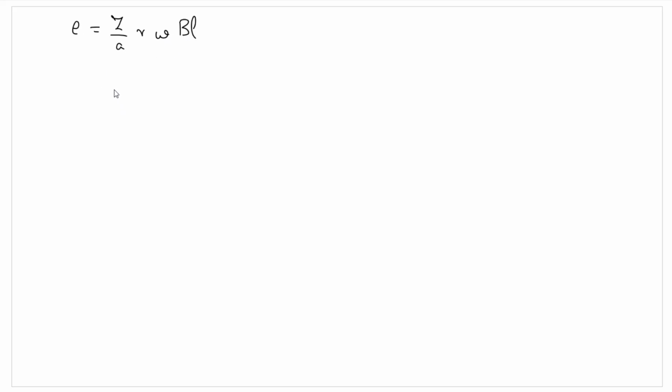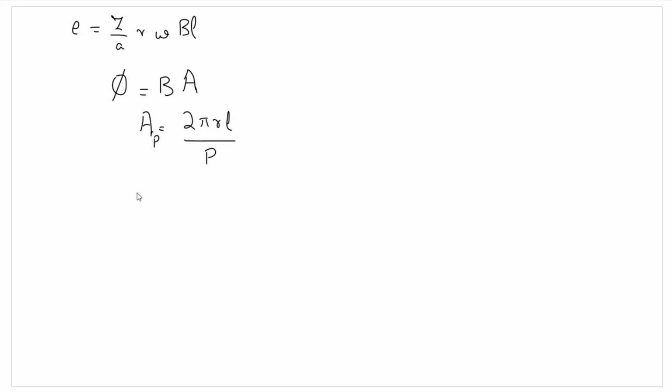Now we also know that phi is equal to B into A. Magnetic flux is equal to magnetic flux density into area. Since the rotor is designed like a cylinder, the area will be equal to 2 pi RL. And since it is a cylinder, the area associated with one magnetic pole will be 2 pi RL divided by P. So this is the area per pole.